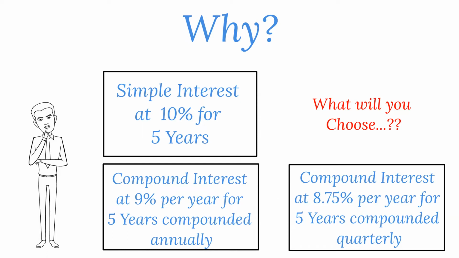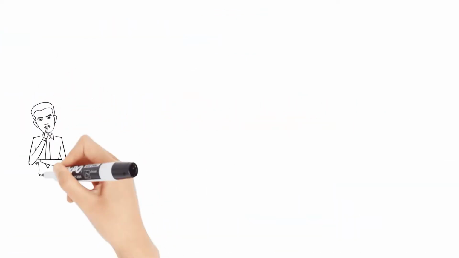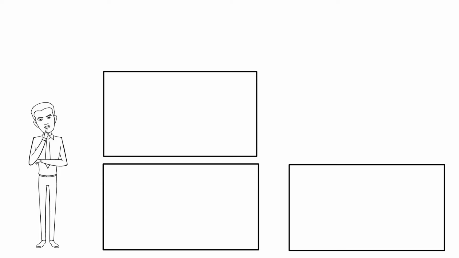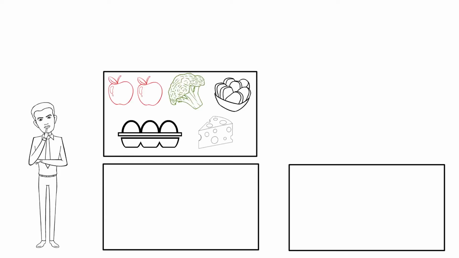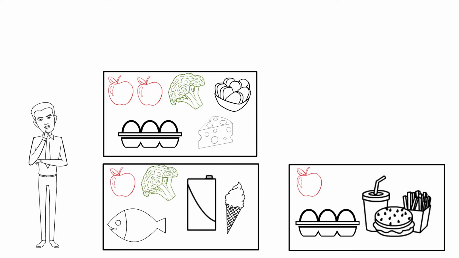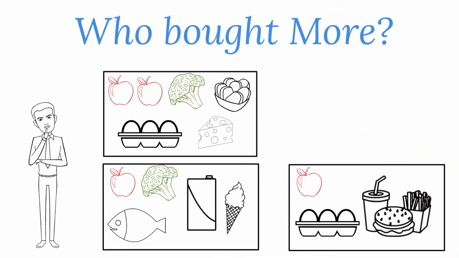Before discussing further about how to choose one among these three options, let's have a look at a different scenario. You are in a supermarket and there are three carts in front of you. In the first cart, there are apples, broccoli, eggs, and other items. Similarly, in the second cart, you have few food items and groceries. In the third cart also, you have few items. If someone comes and asks you who bought more, will you be comparing apples with broccoli or eggs?